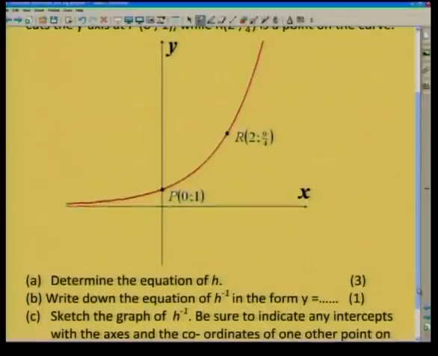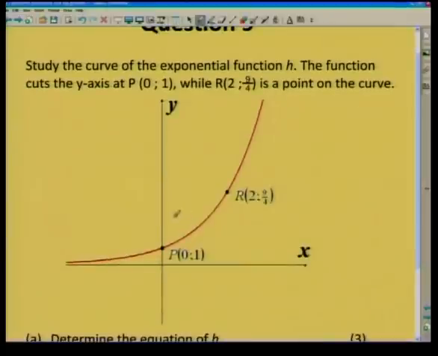Find the equation of h. Now, when they're telling me this, they're telling me this is an exponential because it's cutting the y-axis, and it doesn't have a vertical shift, and it doesn't have a horizontal shift, so that's why I can go straight there. Now, all I would have to do is substitute in the coordinate (2, 9/4) to solve for my a. So doing that, 9/4 equals a squared.